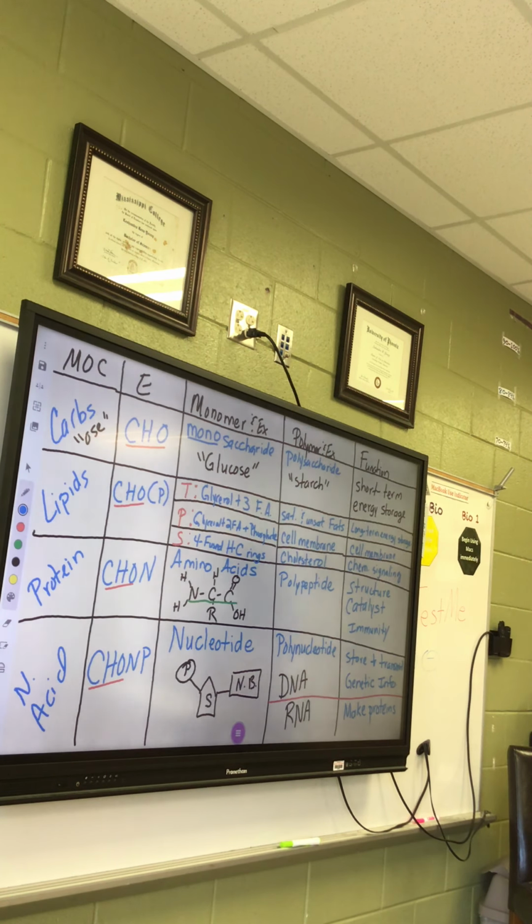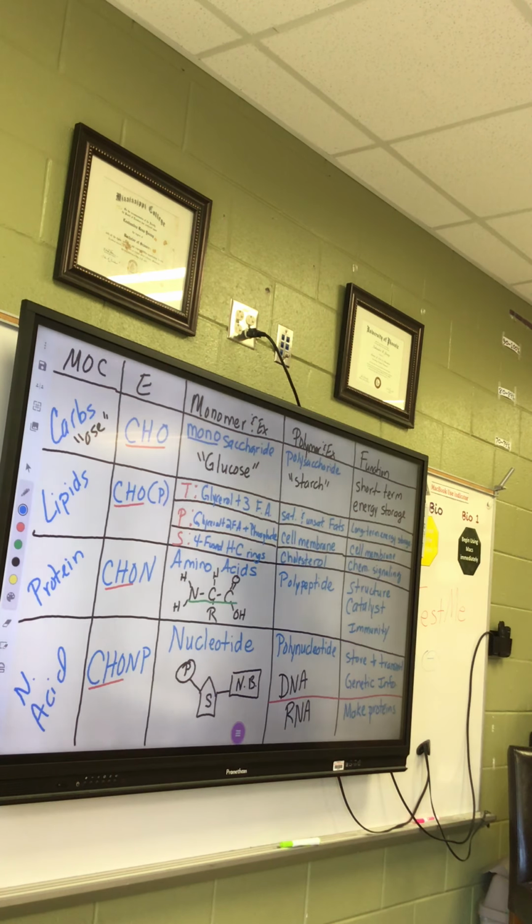Long-term energy storage. And what are the other functions for triglycerides? Insulation, and what else? Protection of those internal organs. Good job. So the main function is long-term energy storage, and then you also have insulation and protection of your internal organs, okay? All right, what's the function of a phospholipid? Creates a cell membrane. Cool beans. And what is the function of steroids? Cell communication, chemical signaling. Good job. All right, let's move on to proteins.